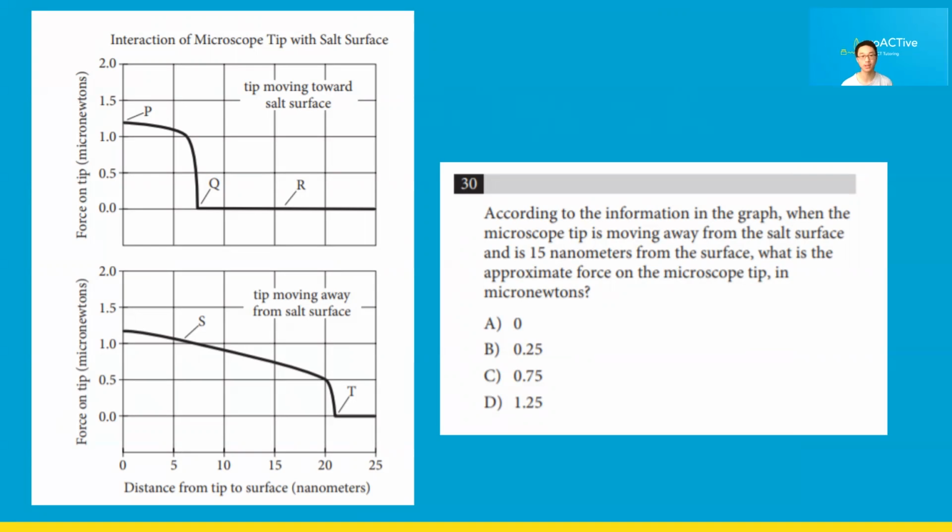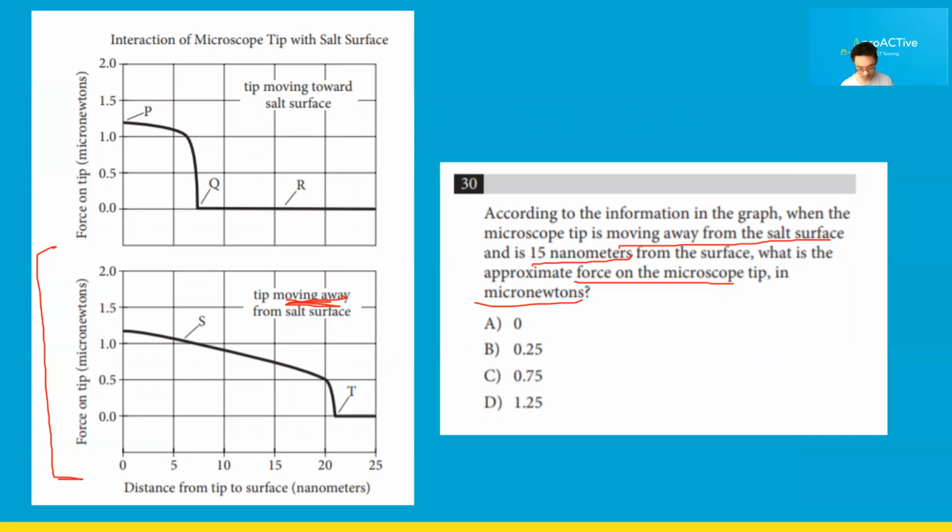So let's get into it. According to the information in the graph, when the microscope tip is moving away from the salt surface and is 15 nanometers from the surface, what is the approximate force on the microscope tip in micronewtons, right? So the key words right here are that it is moving away from the salt surface. So you would focus in on this graph, because this graph represents the tip moving away from the salt surface. So you see, this is where the SAT is trying to overwhelm you by giving you too much information. The top graph you don't really need for this question.